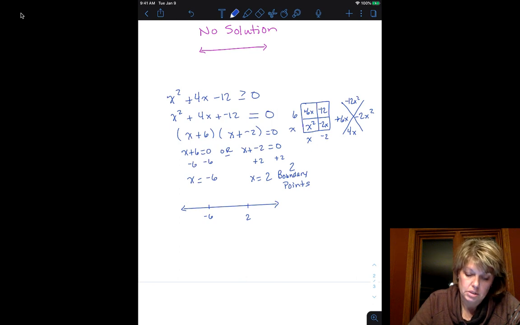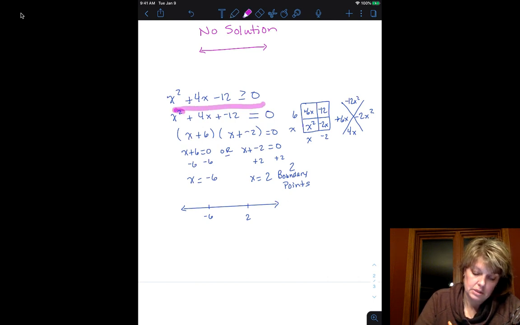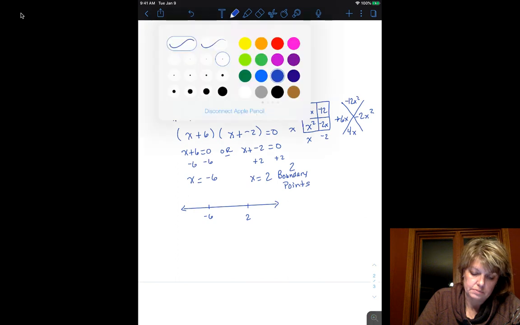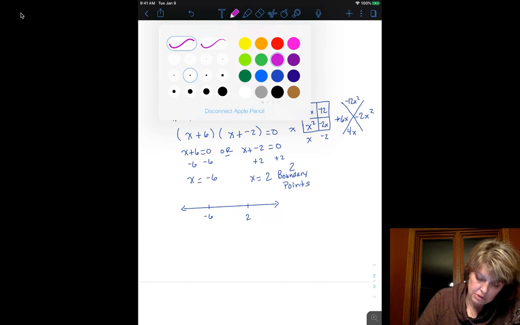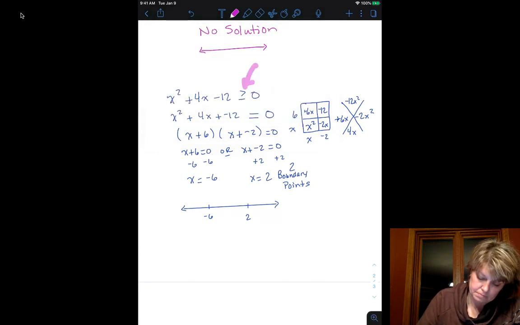Which values of x are going to make this work? Will negative 6 make this inequality true? The answer is yes, because we want the values that make the left side equal the right side. So we do, in fact, want negative 6 to be part of our solution. So I'm going to put a solid dot at negative 6, and the same thing is true for positive 2. They both make the inequality true.